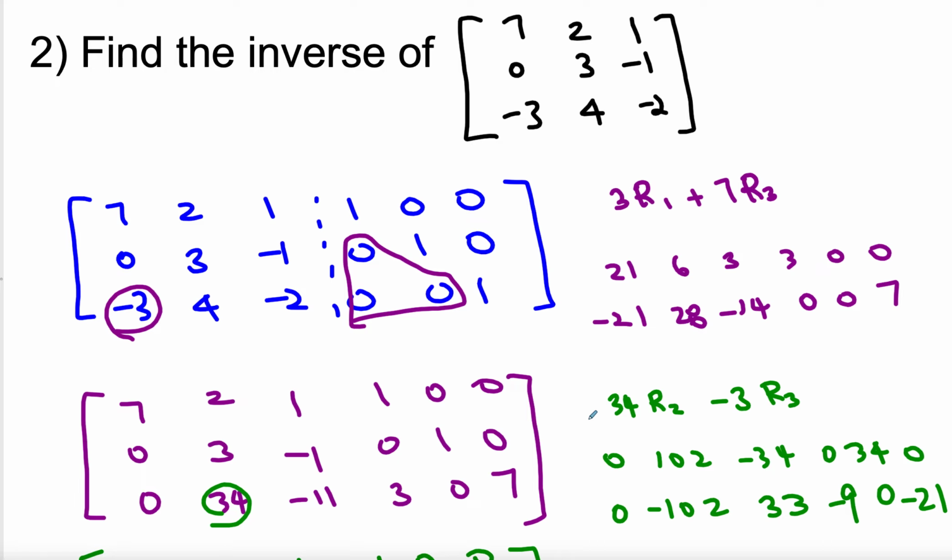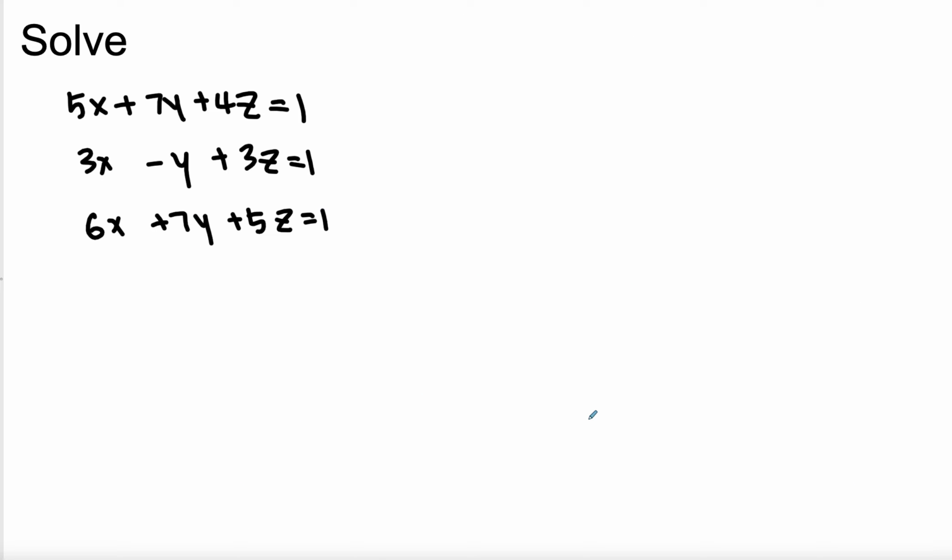Now, the next question we're going to do is the application of this. You see, if I have to rewrite this one, I can rewrite it this way: 5, 7, 4, 3, negative 1, 3, 6, 7, 5.